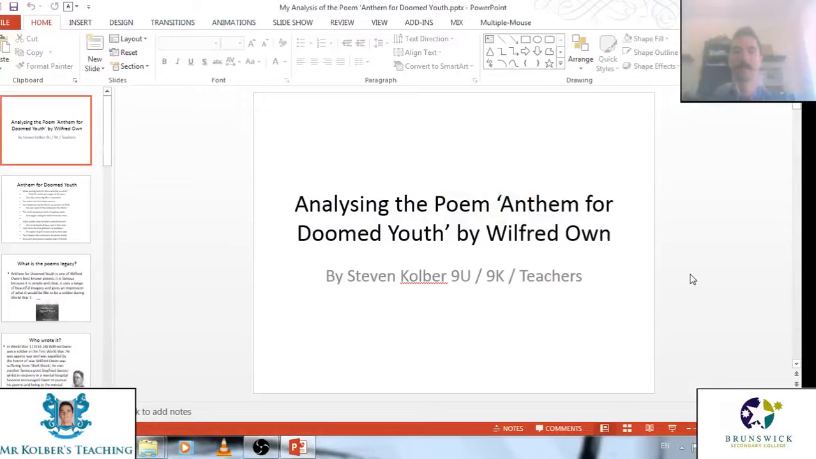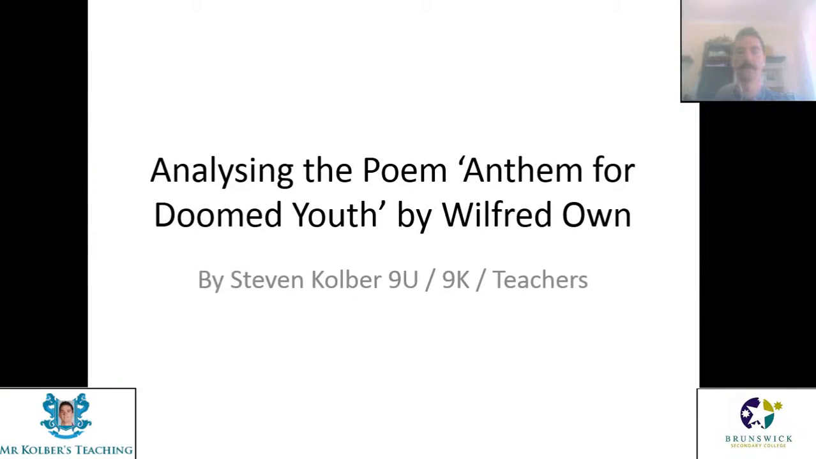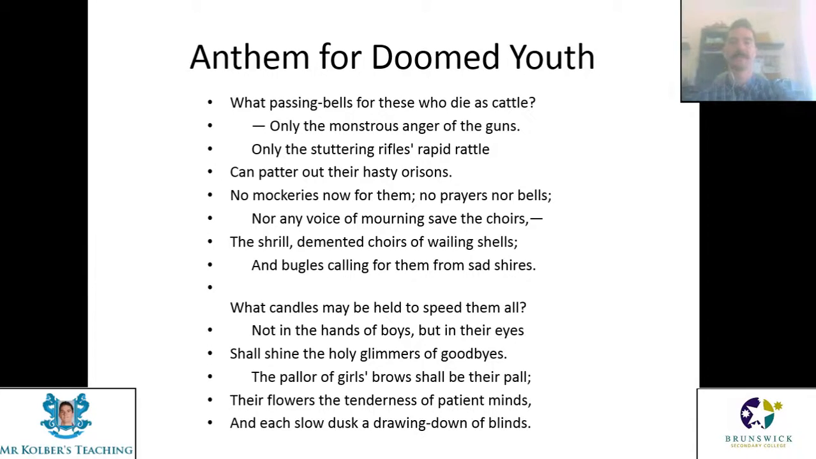Alrighty, so I'm just going to talk you through my exemplar analysis of my poem, which was Anthem for Doomed Youth by Wilfred Owen, which has got an obvious typo there. And then obviously I've got my name and the class I am in, which is the teachers, as you may know.